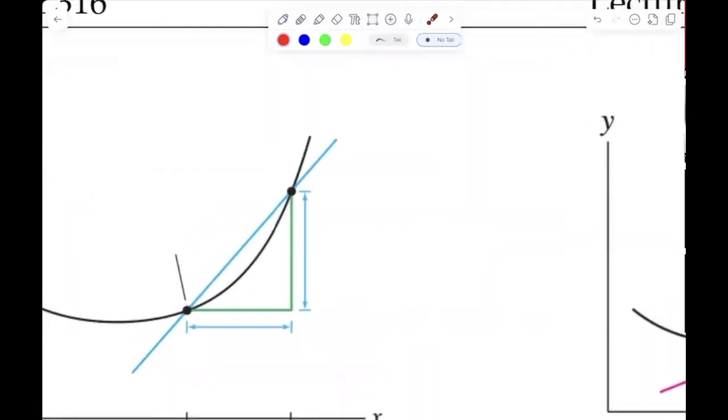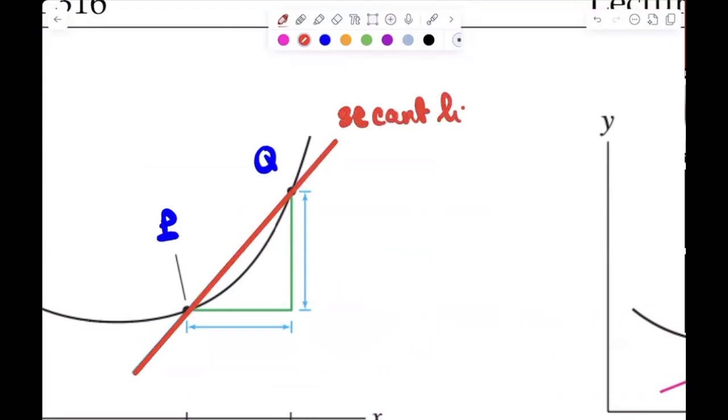So you start out with two points. You have the point P right here, and the point Q right here. If you draw a line through these two points, this is called the secant line. Secant means cutting, a Latin word as well, because it's cutting through the curve at two points. That's why it has the name secant line.